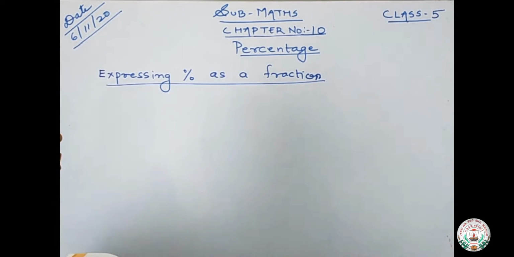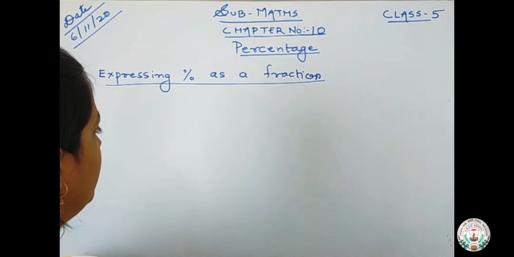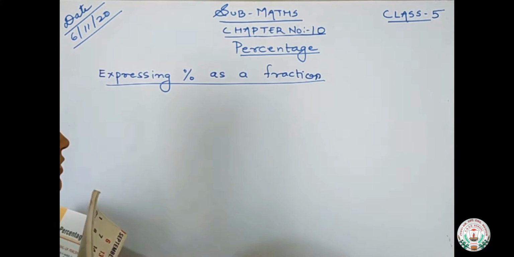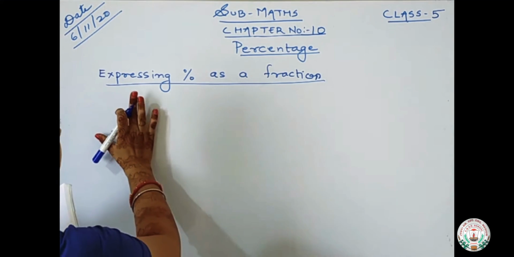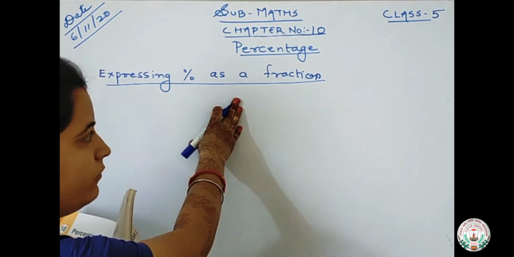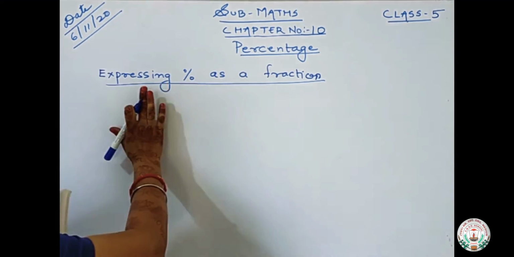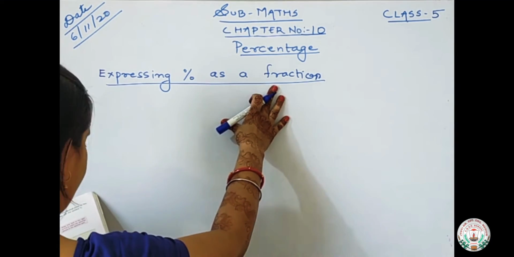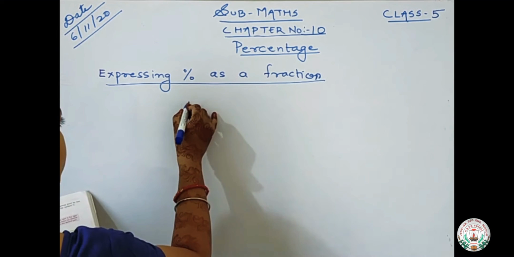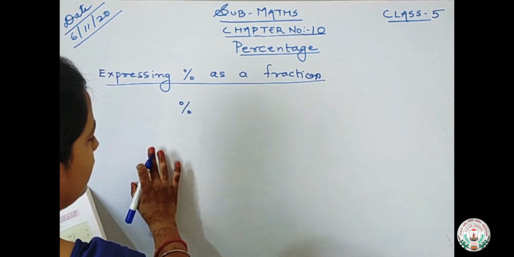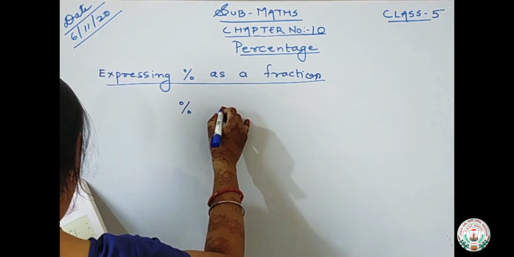Good morning class. Today we will continue with our chapter number 10, which is percentage. Before starting our new exercise number 10.2, first we will understand how we will express percentage as a fraction. For expressing the percentage as a fraction, we will remove the symbol of percentage and divide the given number by 100.